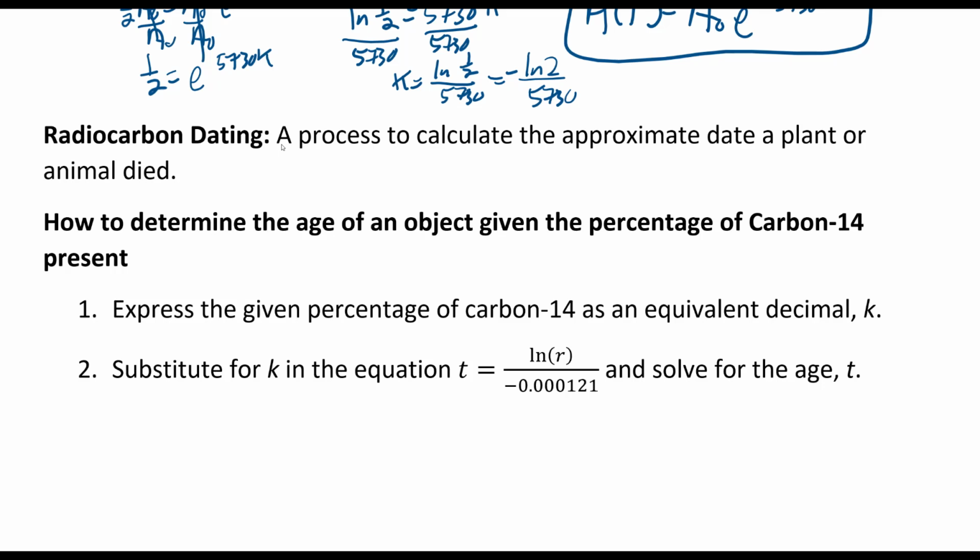How to determine the age of an object given the percentage of carbon-14 present. Express the given percentage of carbon-14 as an equivalent decimal R. Substitute R in the equation: t equals natural log of R over negative 0.000121. And solve for the age t.